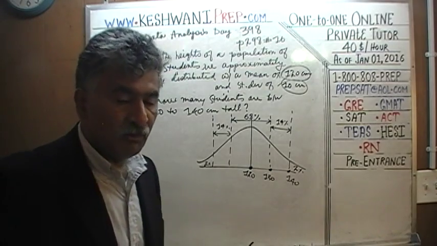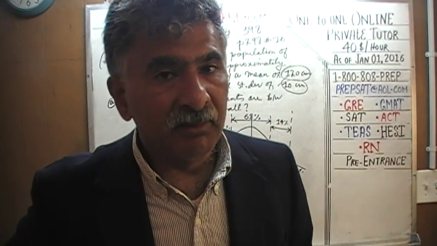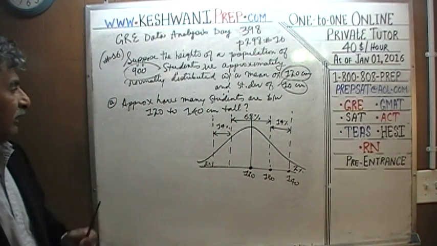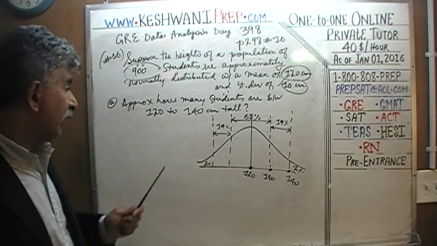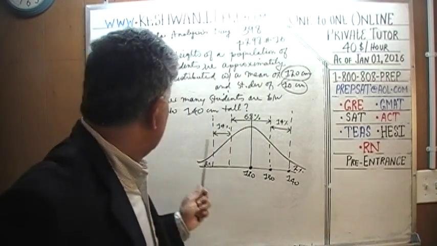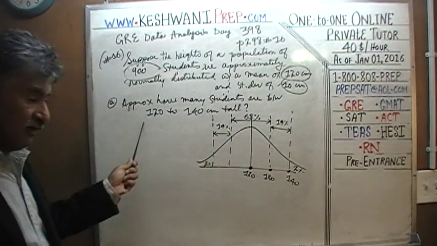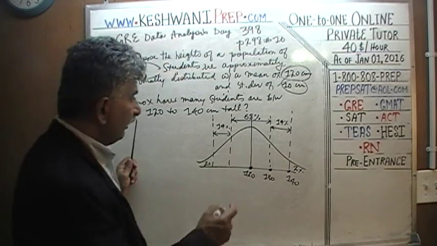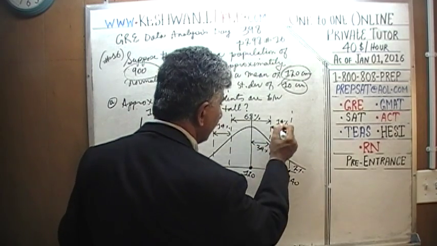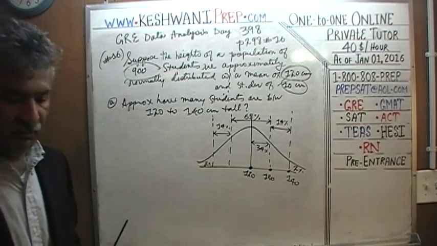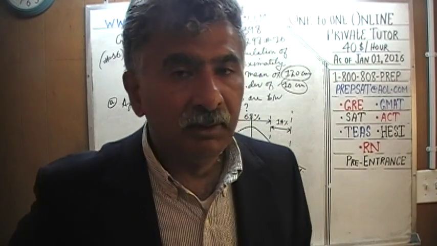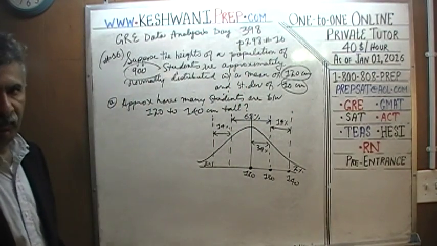I misread the question. The question doesn't say what are the odds that the student picked at random will have a height, but that would be a silly question. The question simply is, how many will have a height of between 120 and 140? Why not? It's not a silly question. What are the odds the student picked at random will have a height of between 120 and 140? If that were the question, which it is not, the answer would have been, well, this is 68%, so obviously this is 34%. 34 plus 14 is 48%. So there is a 48% chance, almost a 50-50 chance, that if you pick a student at random, his height is going to be between 120 and 140.